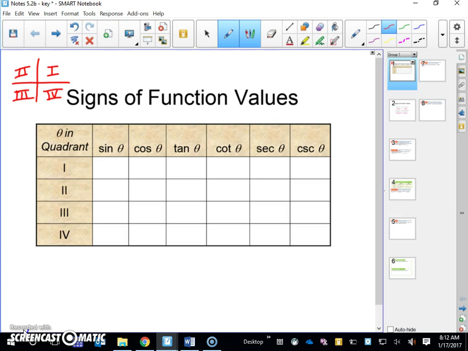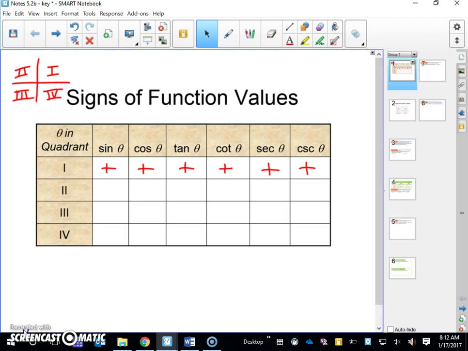One of them is easy. Quadrant 1 is easy because they're all positive. So we can go ahead and fill out all of them right there. We already know all of the trig functions are positive in the first quadrant. Don't forget that. That's the easy one. But that's the only easy one.